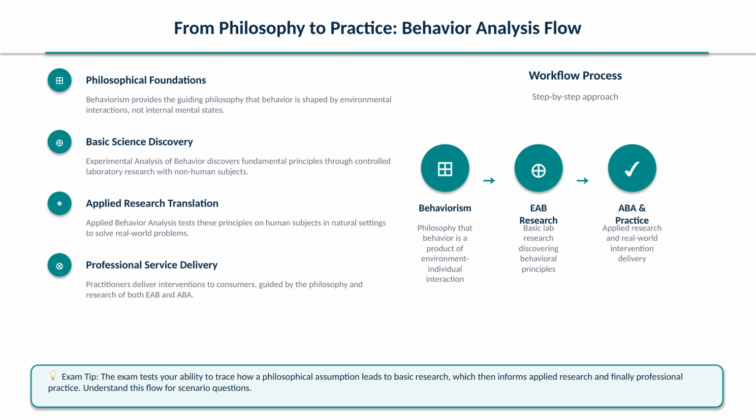From there, the experimental analysis of behavior, EAB, discovers fundamental principles through controlled laboratory research, often with non-human subjects, establishing the basic science. Applied behavior analysis then tests these principles on humans in natural settings to solve real-world problems, translating research into actionable interventions. Finally, professional service delivery puts these validated techniques into practice with consumers, guided by both EAB and ABA.